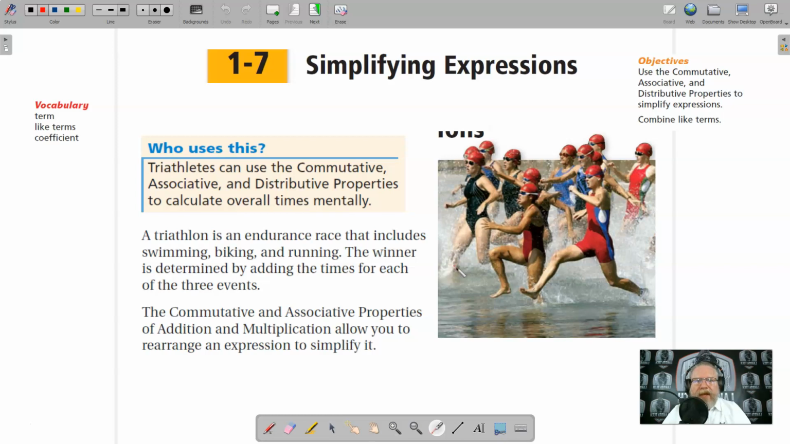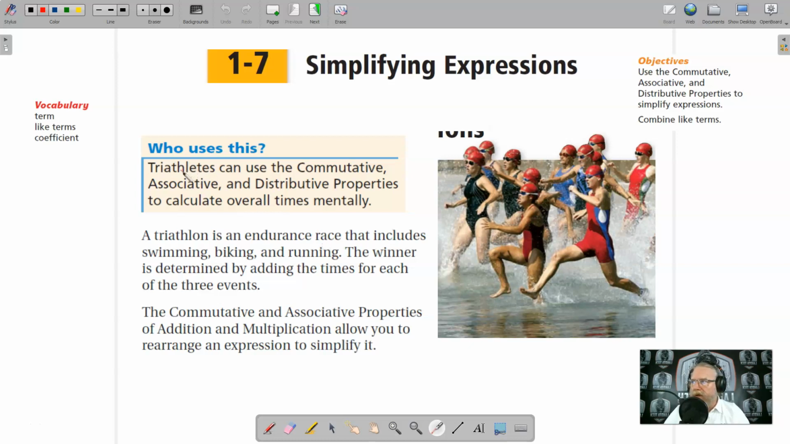Hello, this video is for the textbook lesson for Chapter 1, Lesson 7. It is titled Simplifying Expressions. Our objective in this lesson is to use the commutative, associative, and distributive properties to simplify expressions. Also, we're going to combine like terms. The vocabulary for this lesson is term, like terms, and coefficient.